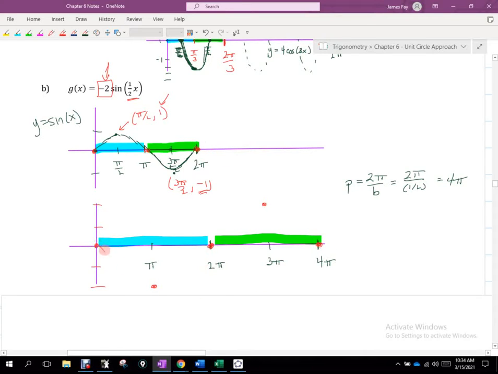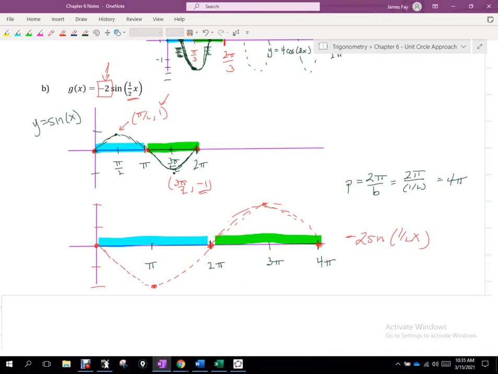But now, okay, that should be negative 2 sine of 1/2 x. And you see the horizontal stretch, you see the vertical stretch, and the reflection. Is that right? I told you there's several different techniques that can be used.